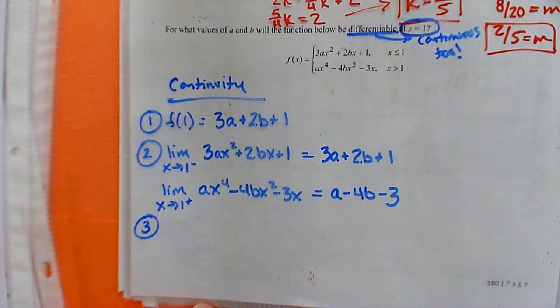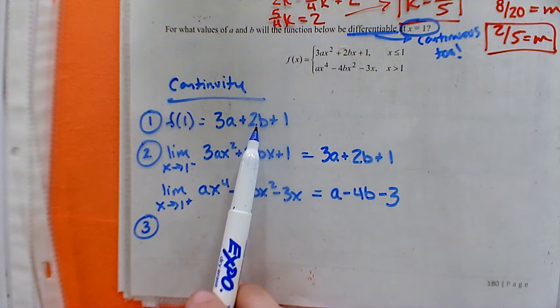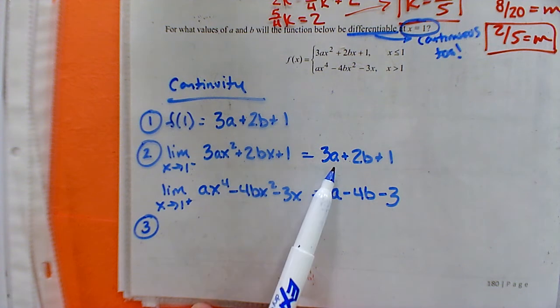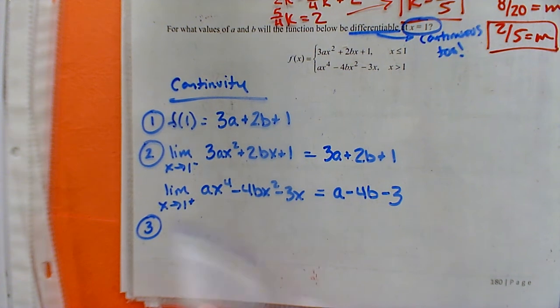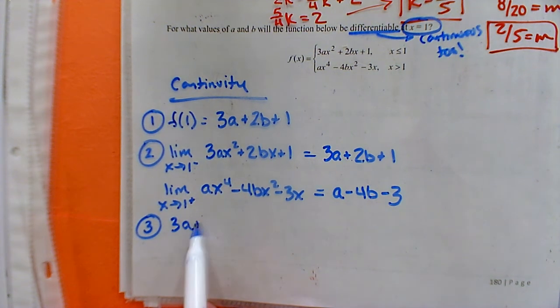Alright, so we checked the point, we checked the limit. We need the point and the limit to match. Notice how the point already matches one side of the limit, right? So the point has to match the other side in order for it to be continuous.